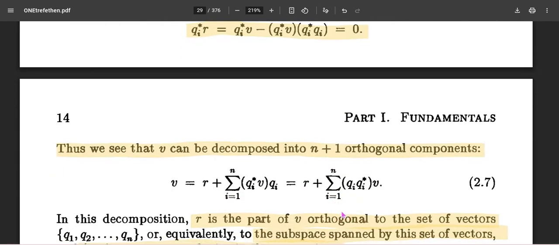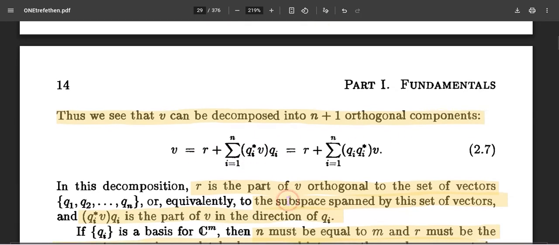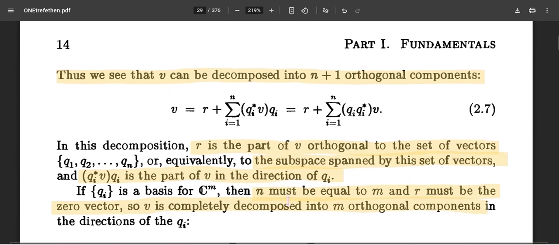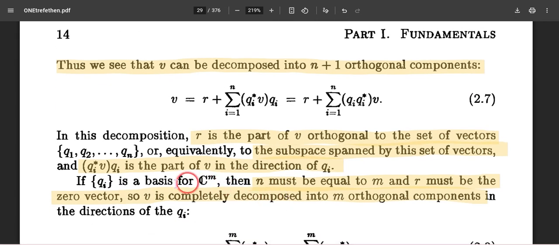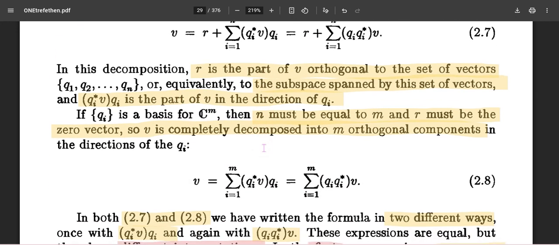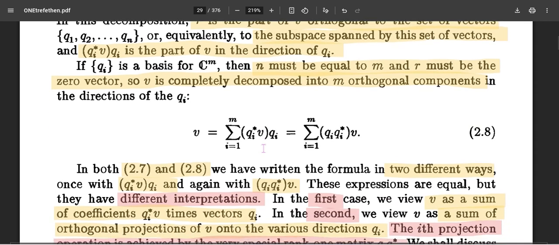So any vector v in the m-dimensional space can be expressed through equation 2.7 as a sum of n components plus an orthogonal complement, because r is orthogonal to q1 to qn. So it can be expressed in n orthogonal components. This is what it says. And if n is equal to m, then it spans the whole space, and the vector r will be a zero vector. So that is what we are expressing here.